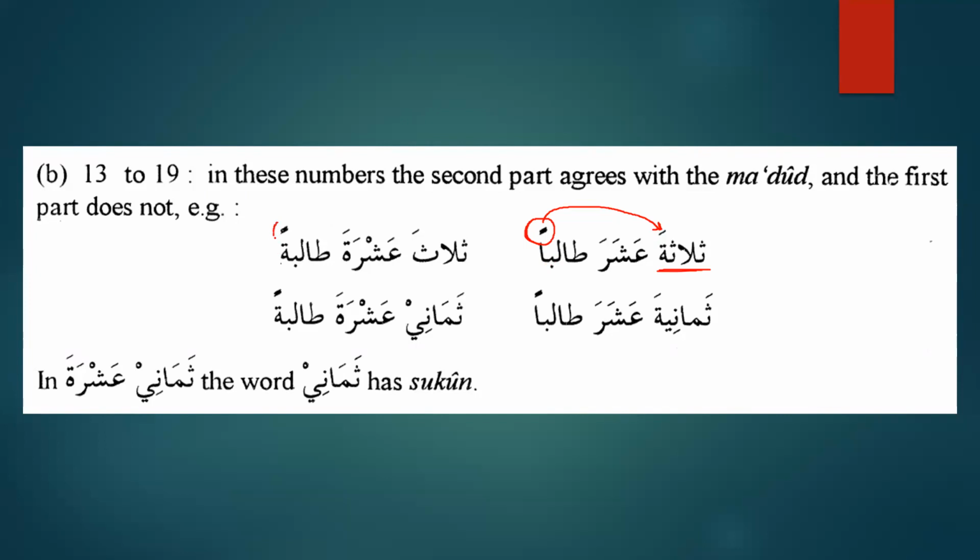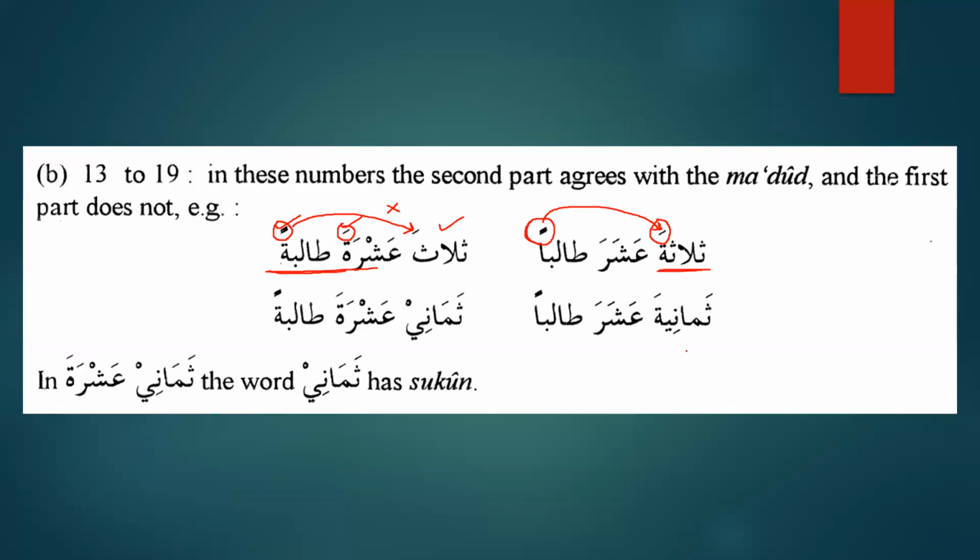But when ma'dud is feminine, then the first part of the compound will be masculine. That means it will be opposite. It's very, very important that it will be opposite. So we will say ثلاثة عشرة طالبة, أربع عشرة طالبة, خمس عشرة طالبة, and up to تسع عشرة طالبة. So that's the thing that we need to remember over here. The easiest thing that you can see in feminine, when the ma'dud is feminine, both the parts end with the ta marbuta, as you can see over here. So when the ma'dud is feminine, then both the parts will end with ta marbuta. But when ma'dud is masculine, then the first part will end with ta marbuta.